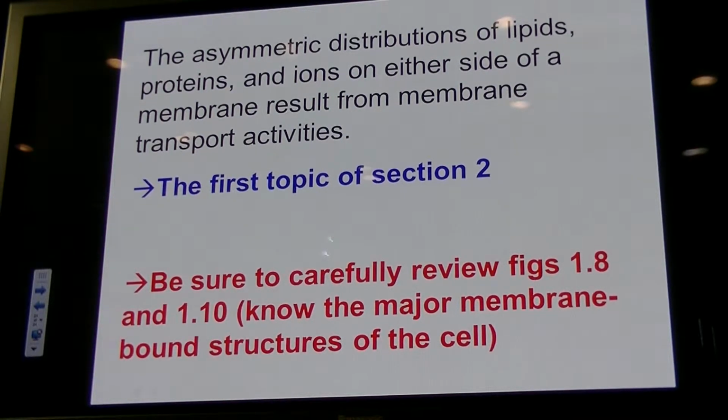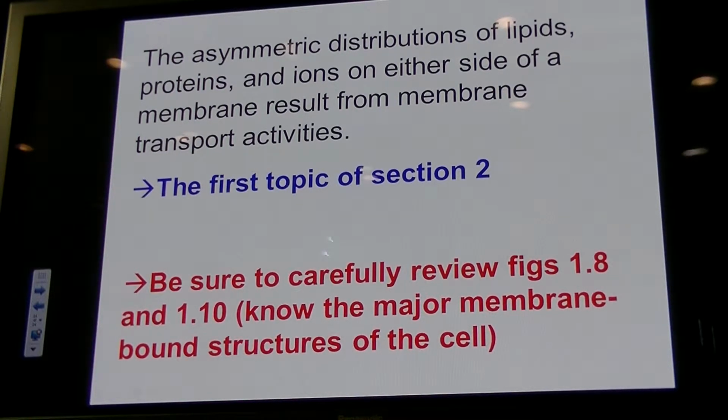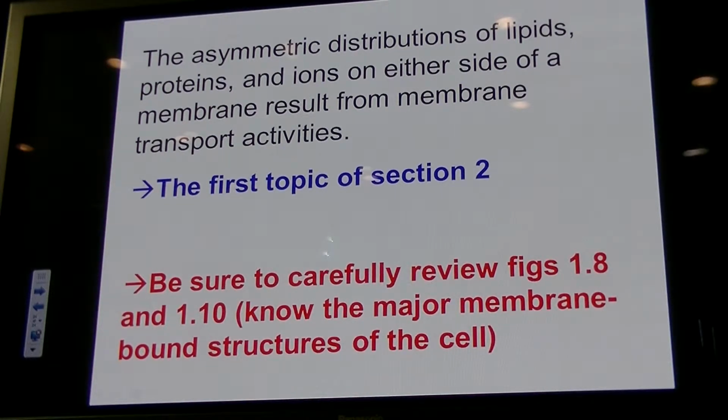Now, I'd like you to, one more time, review the structure of eukaryotic cells as it's depicted, for instance, in figures 1.8 and 1.10 in the book. You really just need to know the main organelles. What is part of the endomembrane system? What is a Golgi apparatus? What is the ER? What is the peroxisome? On and on. So that you recognize the overall structure, and you have some idea of the basic function of these.